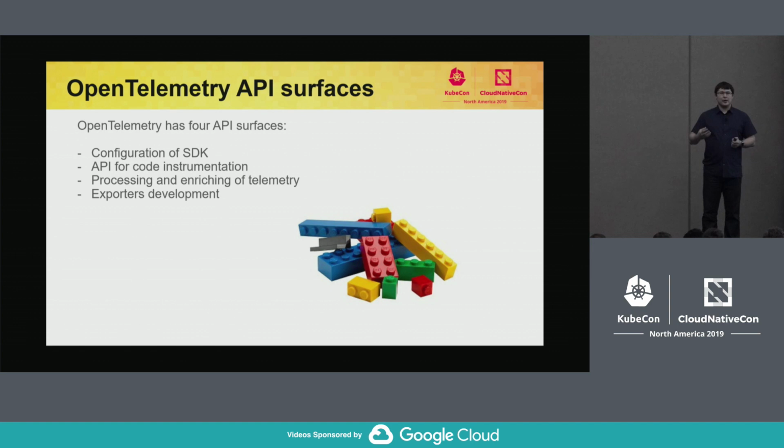Finally, you may want to fine-tune the telemetry that you collect. This is the processing API, the processing and enrichment API. And some APIs, like the exporter API, will mostly be used by telemetry vendors, and we're not going to cover it in this talk. With this, I want to switch to Morgan to make a getting started demo, on how to get started with OpenTelemetry.